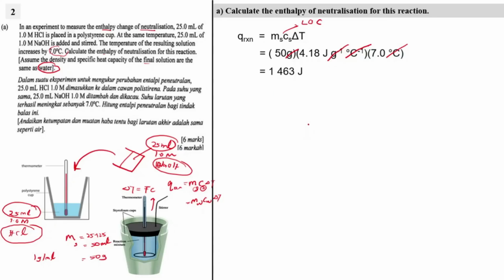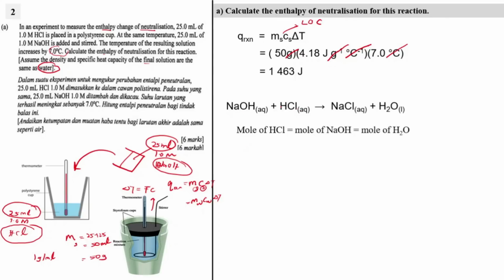Okay, and now we can make an equation because, as I mentioned before, it is a neutralization reaction between an acid as well as a base. So HCl aqueous and NaOH aqueous react in order to produce NaCl aqueous with water. So from here, we can find the number of mole of the water from the comparison of the base as well as the acid. So we know that mole of HCl is equal to the mole of NaOH, and it is also equal to the mole of water because the ratio is 1 to 1 to 1.